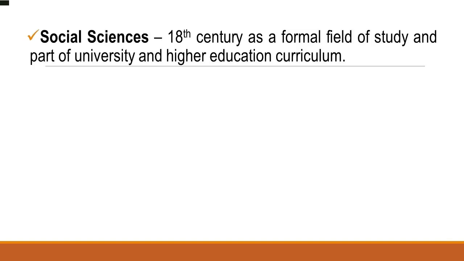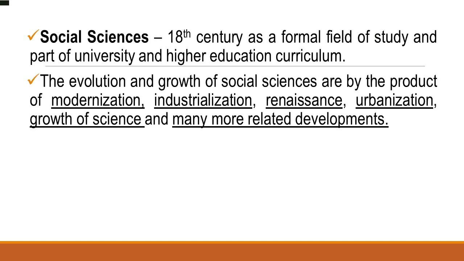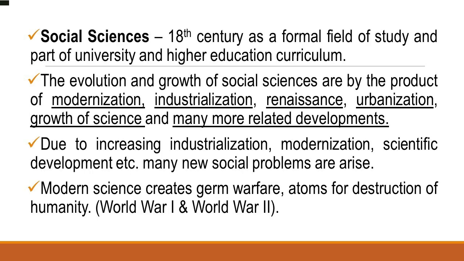Social science in the 18th century was introduced as a formal field of study and part of the university and higher education curriculum. The evolution and growth of social sciences are a by-product of modernization, industrialization, renaissance, urbanization, growth of science, and many more related developments.